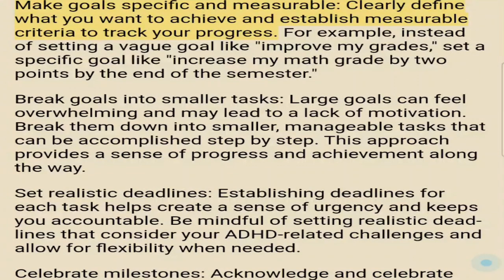Make goals specific and measurable. Clearly define what you want to achieve and establish measurable criteria to track your progress. For example, instead of setting a vague goal like, improve my grades, set a specific goal like, increase my math grade by 2 points by the end of the semester.